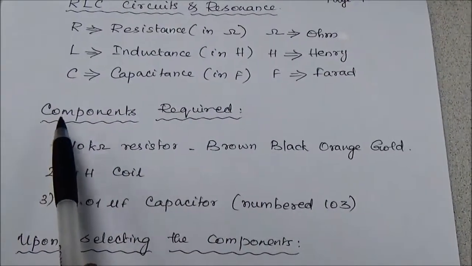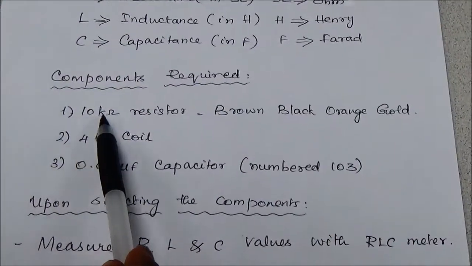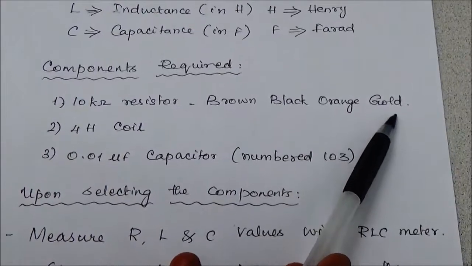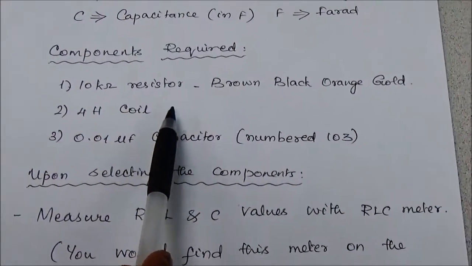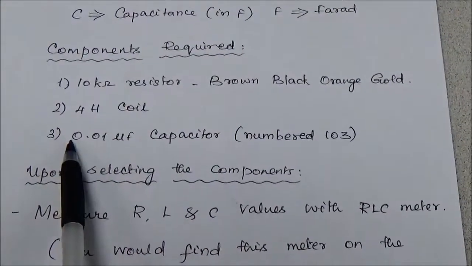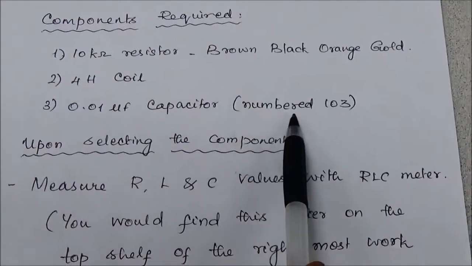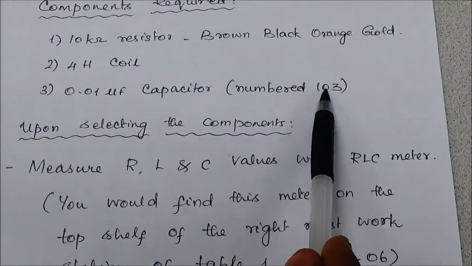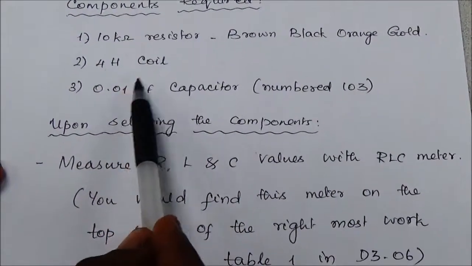Today for performing the experiments we need the following components. We need a 10 kilo ohm resistor marked with brown, black, orange, gold bands, a 4 Henry coil which is going to serve as your inductor, and a 0.01 microfarad capacitor. This is going to be numbered as 103. I shall later talk about how 103 is equivalent to 0.01 microfarad capacitance.